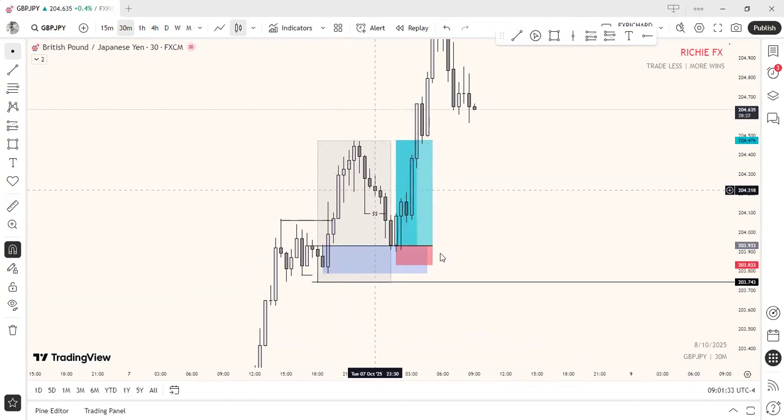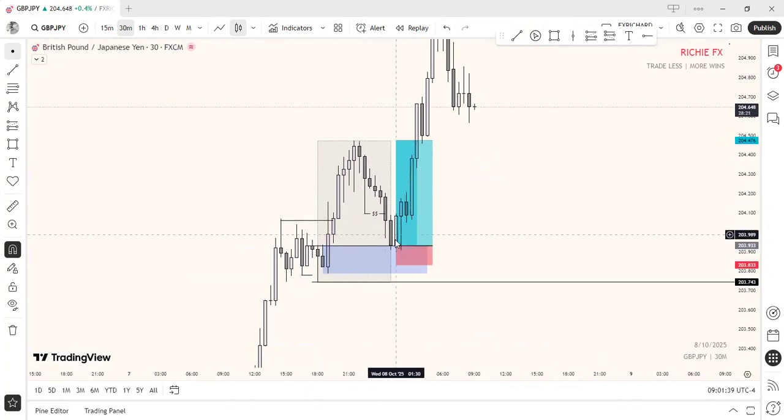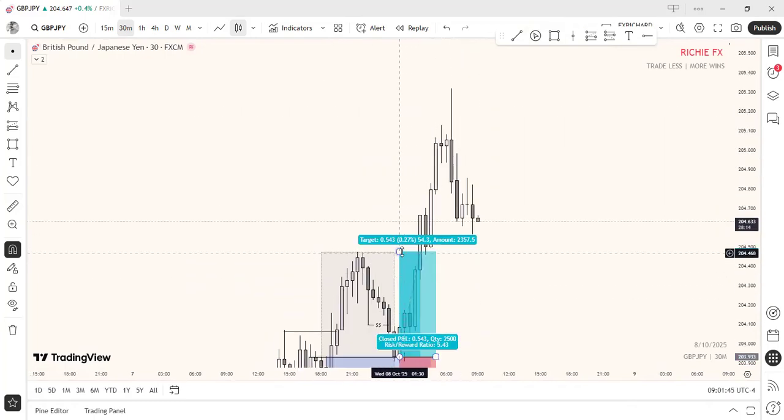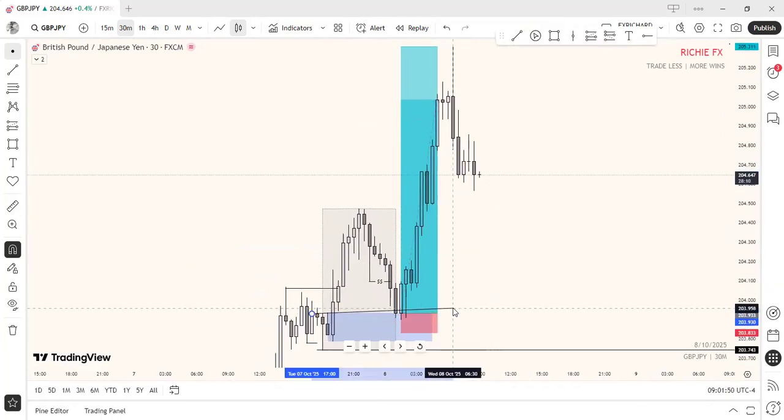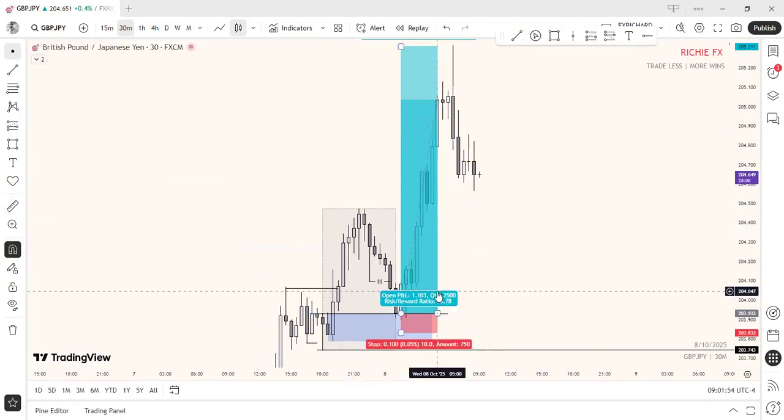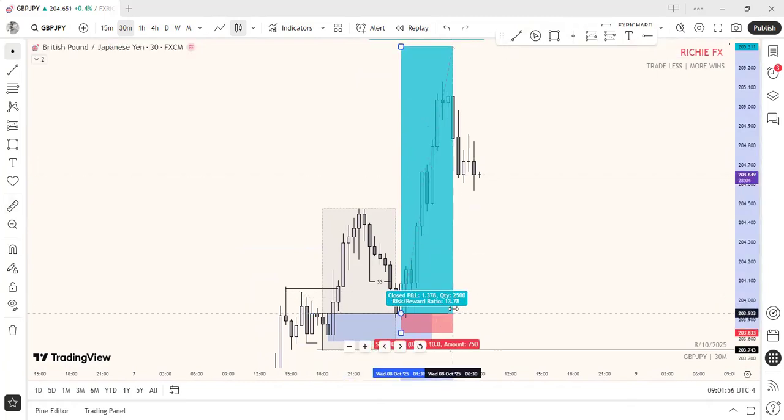This is an A plus setup. Why? We had a super liquidity, break of structure, liquidity that was left. Then the market came back and took it out. After taking it out, we came to this order block. Then we continued buying. So the market bought up to something like 137 pips. So if you had this setup, you would have made a lot of money in the forex market today.